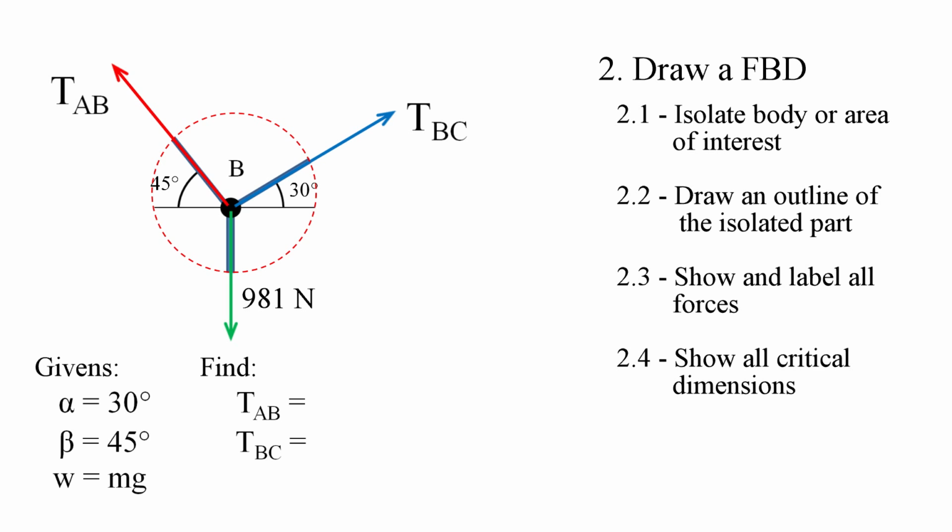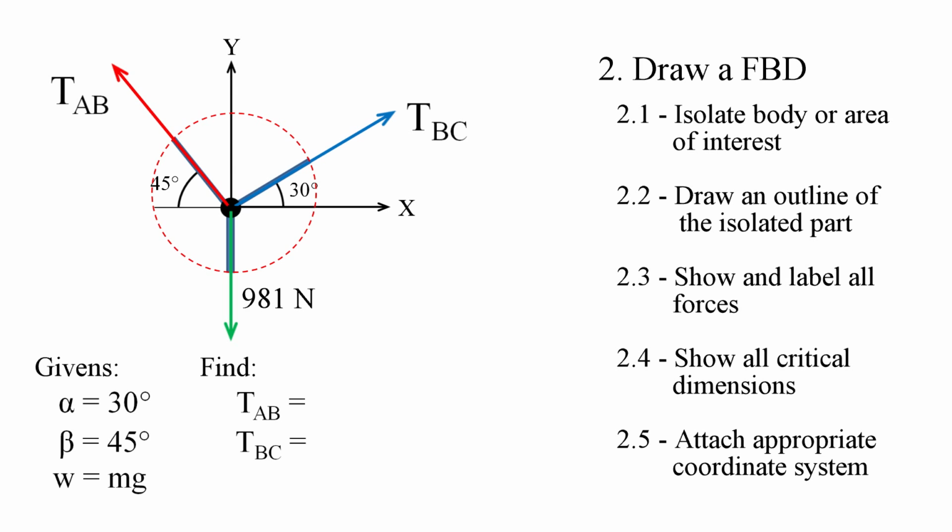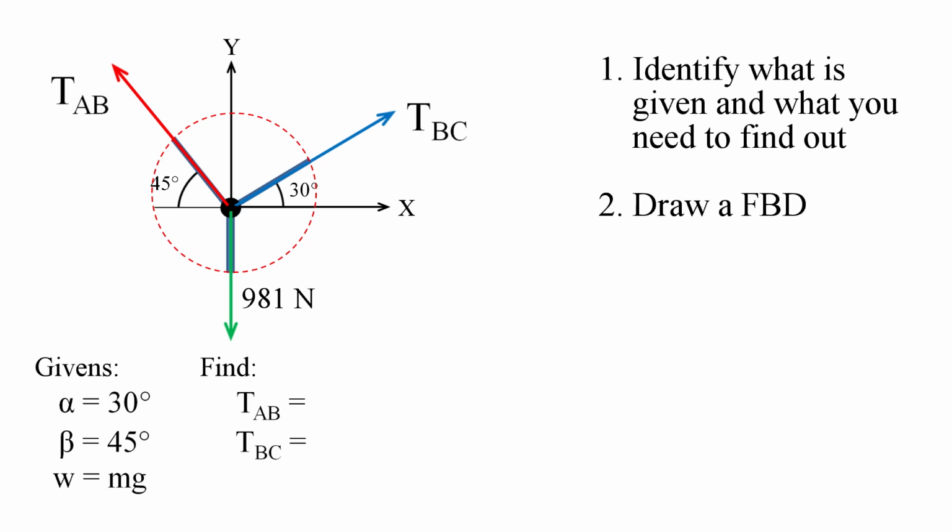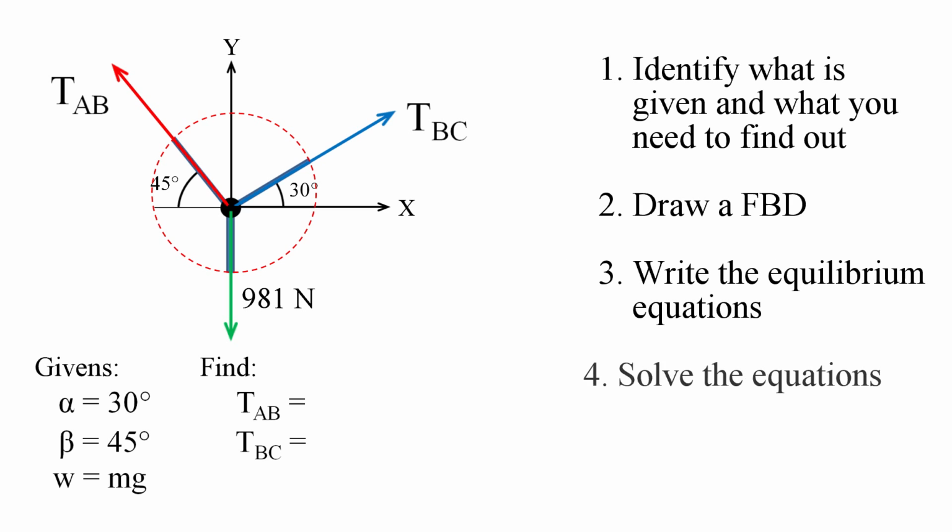Finally, we always need an appropriate coordinate system to solve equilibrium problems. In this case, let us attach a rectangular XY coordinate system with its origin at point B. Please make sure you always draw a separate free body diagram. Do not ever draw a diagram right on top of the picture that is given to you. Now that your free body diagram is complete, we can write the equations and then solve.